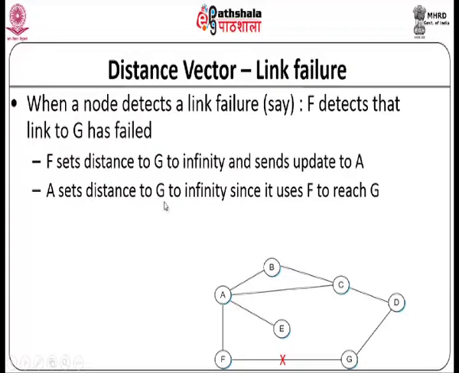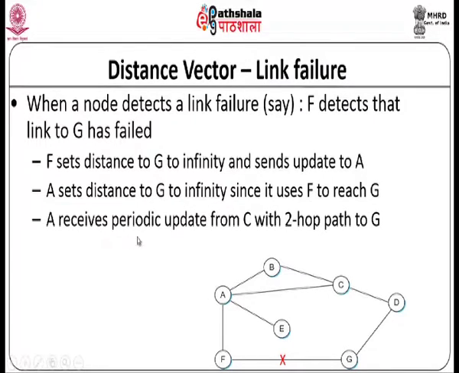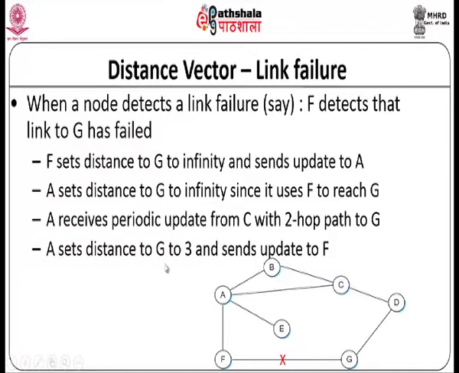Now what will A do? A will set its distance to G to infinity because it is using F basically to reach G. So its information also will be changed to infinity. Now A will receive a periodic update from C with a 2-hop path to G. C can reach G through D. So C will send a distance of 2 to G, and that information that reaches A will allow A to set its distance to G as 3, because it can now reach it through C, and it will also send that update to F because something has changed here.